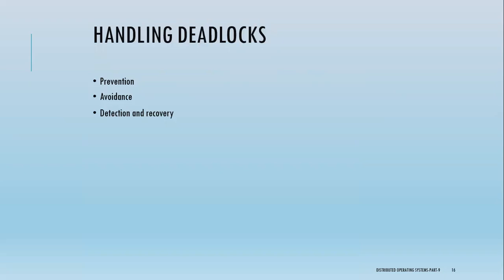Three commonly used strategies to handle deadlocks are as follows. Number one, avoidance: resources are carefully allocated to avoid deadlock. Second, prevention: constraints are imposed on the ways in which processes request resources in order to prevent deadlock. Third, detection and recovery: deadlocks are allowed to occur and a detection algorithm is used to detect them. After a deadlock is detected, it is resolved by certain means.